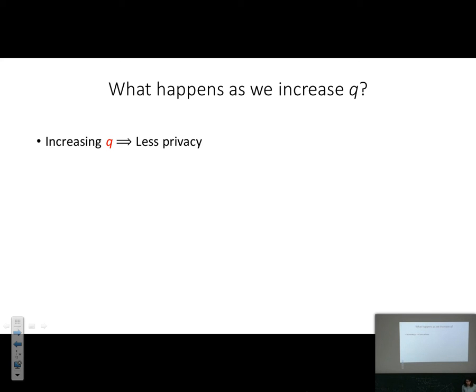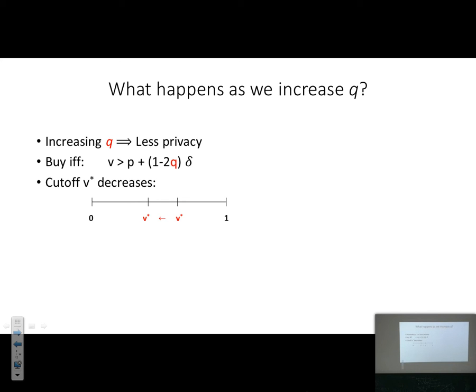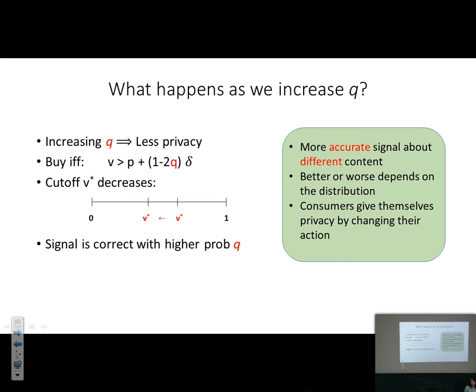Well, as we increase Q, we're saying that the signal we send is more accurate, and so there's sort of less privacy happening here. And so again, here in a discriminating equilibrium, the location of the marginal buyer is going to move. So this cutoff V star decreases, but the signal is more correct. And so in some sense, we're sending a more accurate signal, but it just has different content. And we can't really say, without looking deeper, if this is better or worse, is it more informative or less, because it's really going to depend on the distributions of the values and on the types given values.